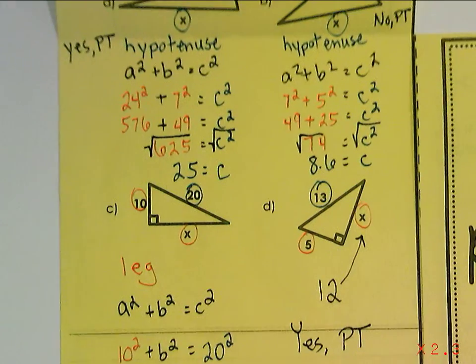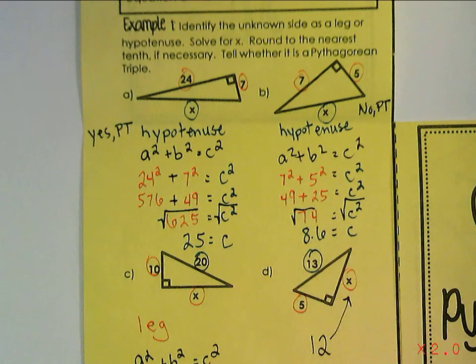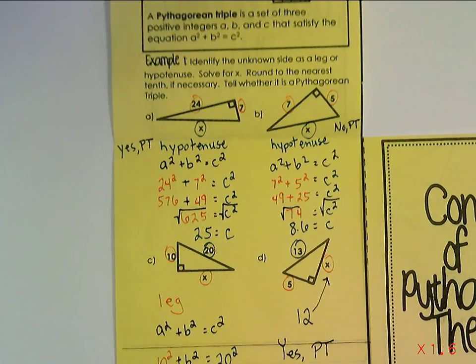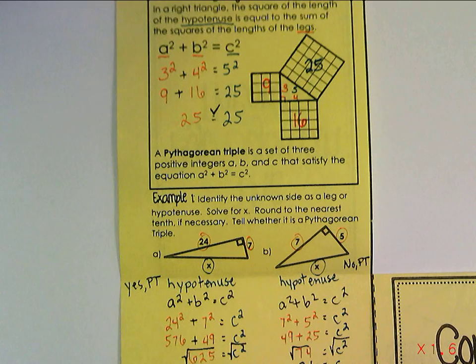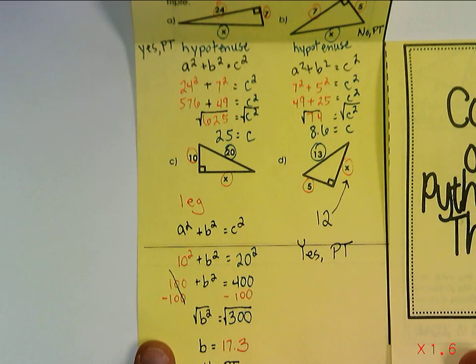So that's the Pythagorean theorem. And that's all there really is to it. Sometimes you're solving for a leg, sometimes you're solving for the hypotenuse. Not much more to it than that.